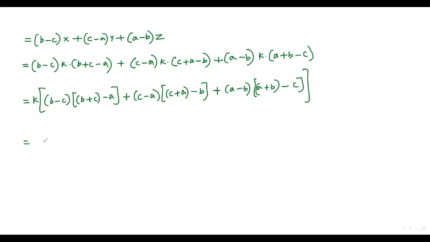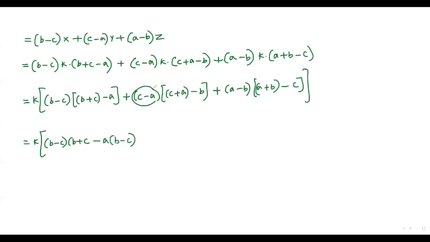Now, k times, here I consider this b negative c as a single term, and here we have already considered this one as a single term. Okay, now I'm going to distribute this b negative c to this b positive c and this negative a. When I distribute this b negative c to this b positive c, I'm getting b negative c times b positive c. When I distribute this b negative c to this negative a, I have to multiply this one and this negative a. Then the product of this b negative c and negative a can be written as negative a times b negative c. Okay, the same thing we can do over here.